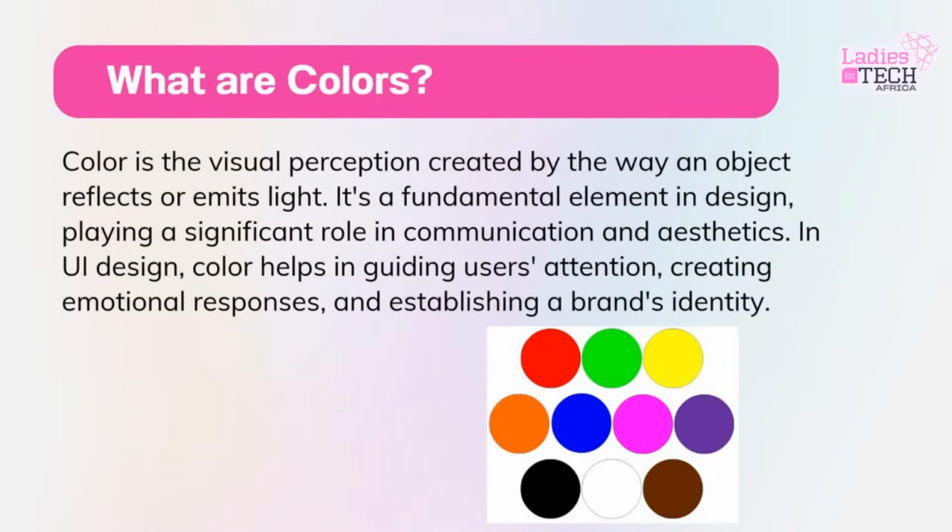So what are colors? Colors are a visual perception created by the way an object reflects or emits light. When light lands on an object, it either absorbs or reflects the light. If it absorbs the light, it is most likely a dark color, and if it reflects, it is most likely a light color. So that's literally how it works. The light bounces off the object to our eyes, and we get to see its color. I think that's the most basic way to define it. I don't say that's the definition, but that's the basic way to define it. It is a fundamental element in design, playing a significant role in communication and aesthetics.